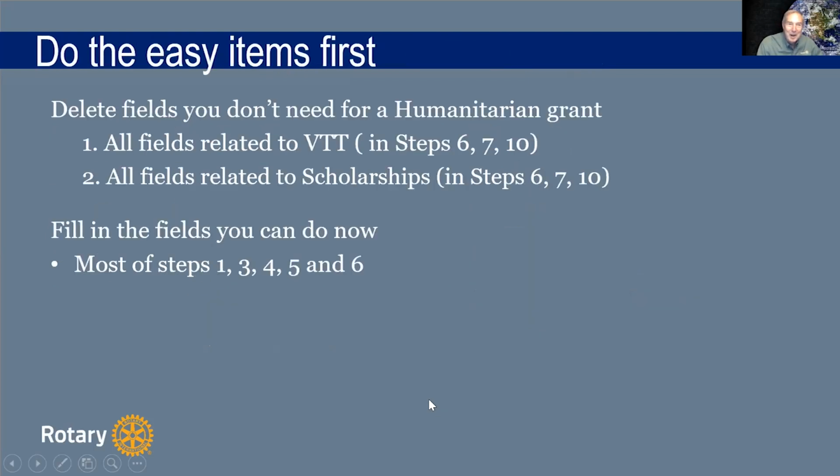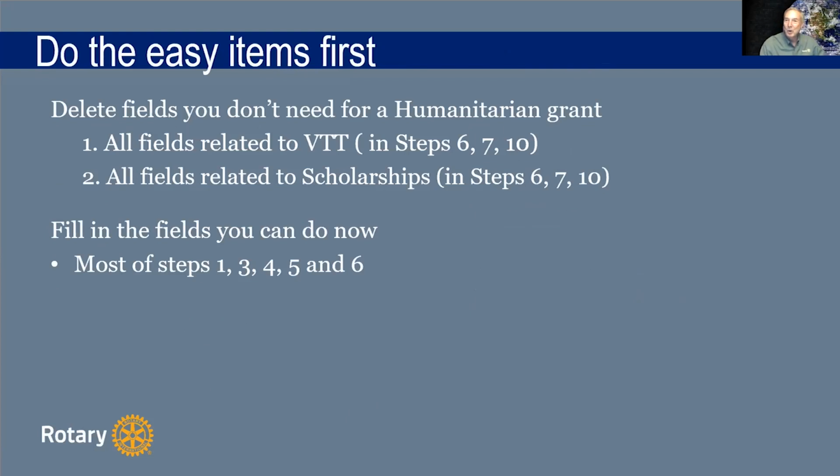Okay, so the first thing I want to say is, when you look at this, it's a Word document and you can delete stuff. You want to delete the fields you don't need because they end up being things that get you confused. For example, there are a lot of fields in steps 6, 7, and 10 related to vocational training teams. And there's even more fields related to scholarships. None of those apply to a standard humanitarian grant.